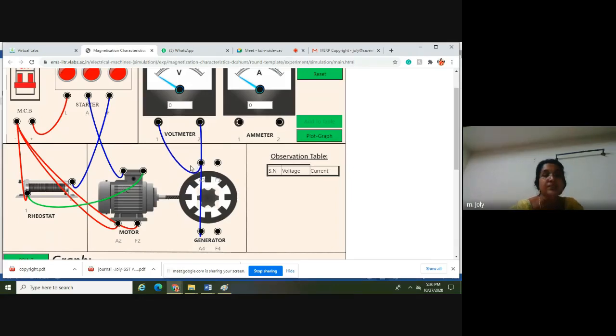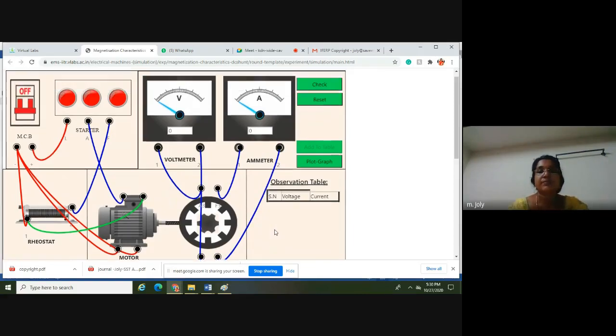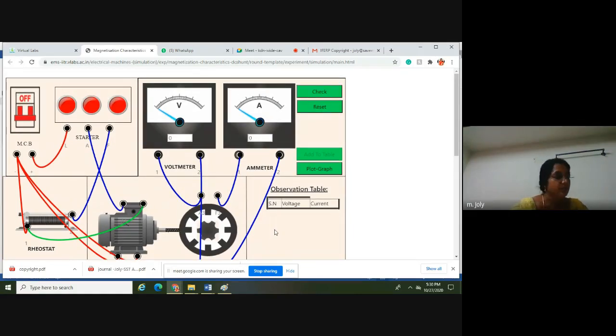Then ammeter 1. So where is ammeter 1? Ammeter 1 to generator F3. So ammeter 1 to generator F3. Then ammeter 2 to generator F4. So we have done the connection.